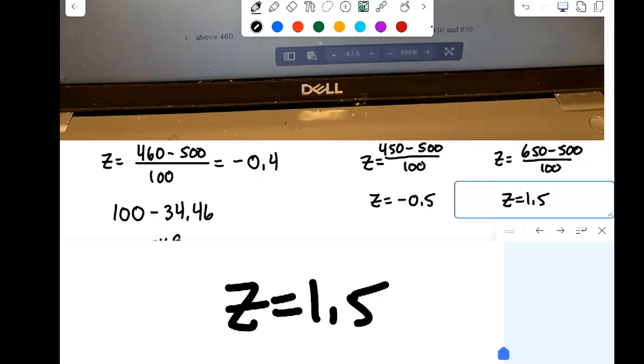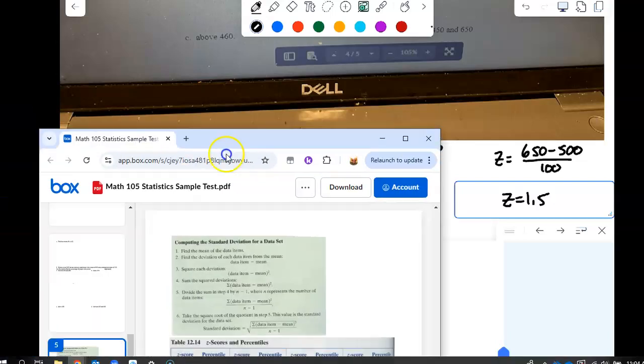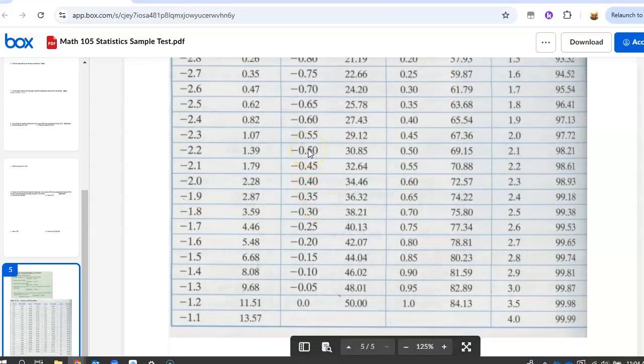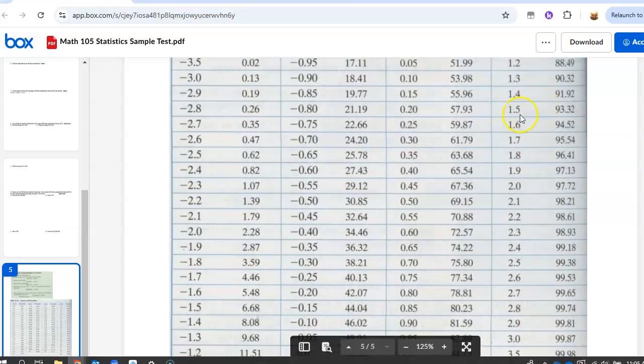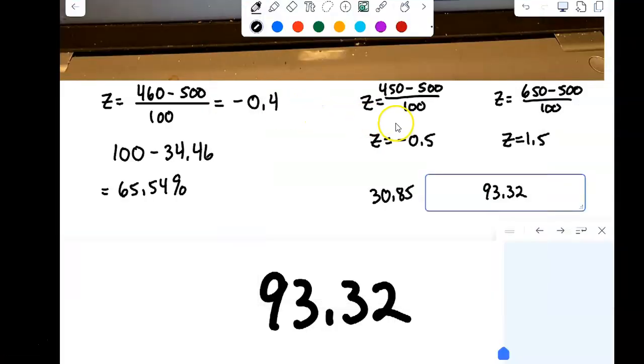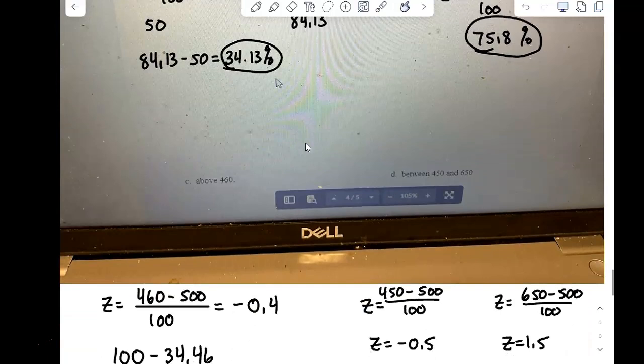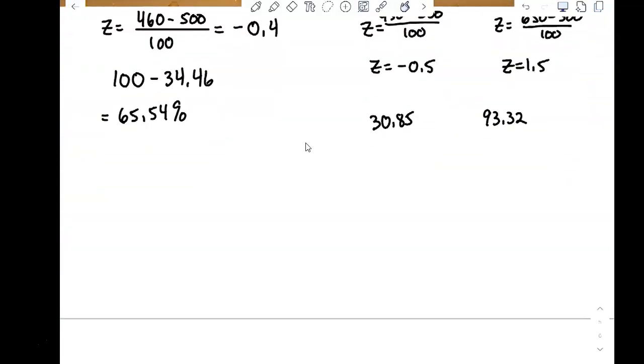And then once we have our data values, we once again go to our chart and look them up. So negative 0.5 is 30.85. Make note of that. And we come over here, 1.5 is 93.32. And remember to do the between, what we need to do is, just like we did on part A, subtract those two answers.